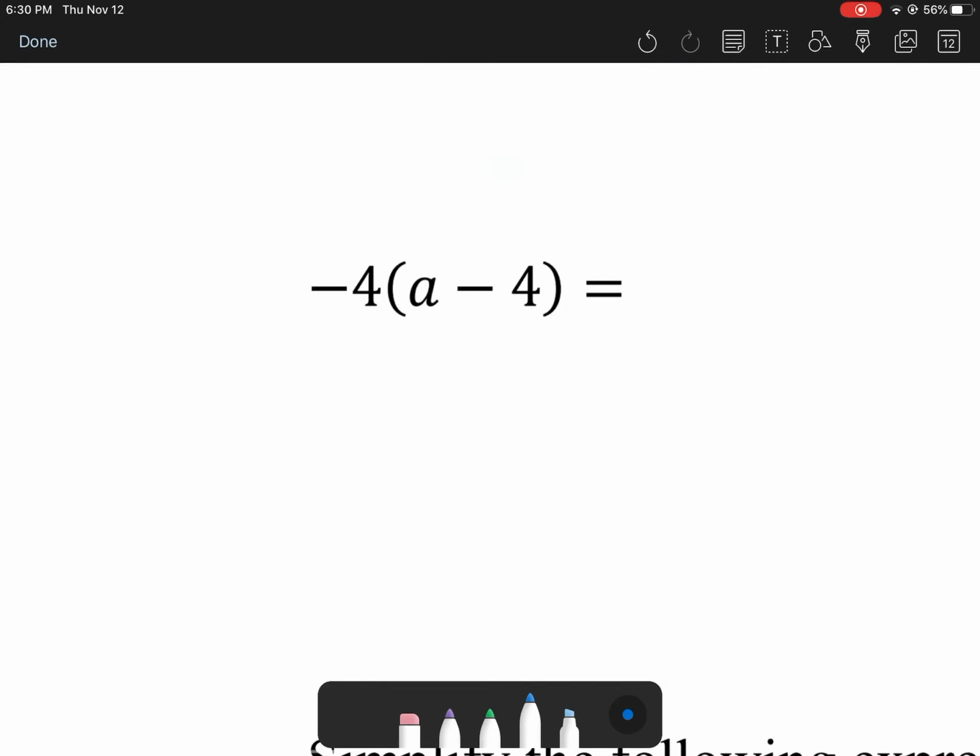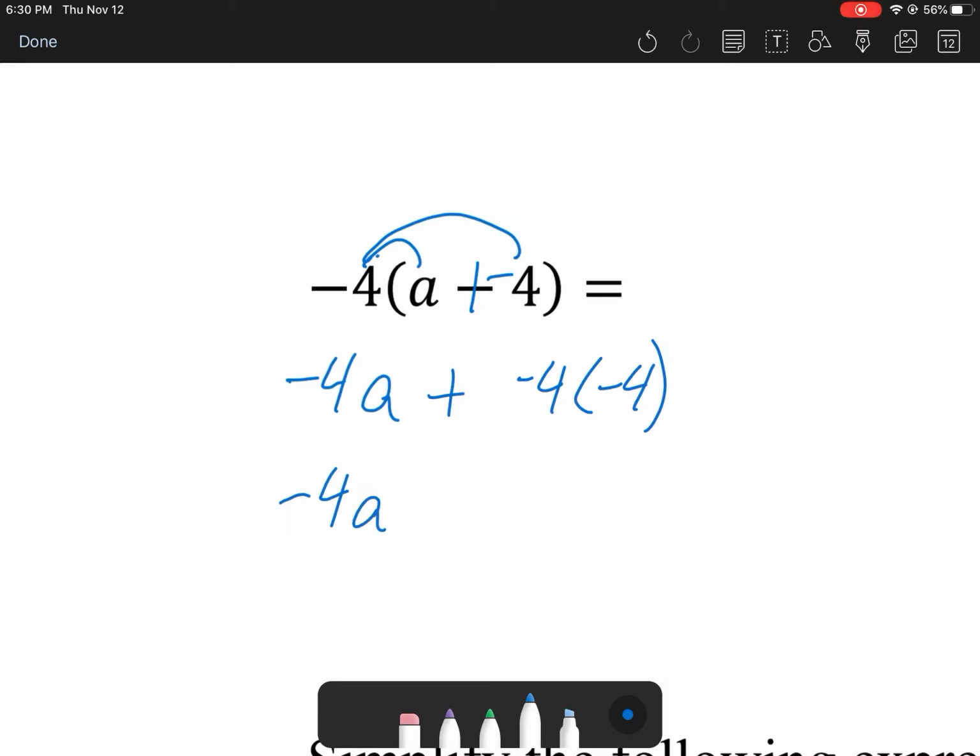Alright, so looking at this first one, again, I'm seeing minus 4. I'm going to switch that using LCO. So then when I distribute my negative 4, I have negative 4 times a plus negative 4 times negative 4, which is equal to positive 16. So after I distribute, I have negative 4a plus 16.